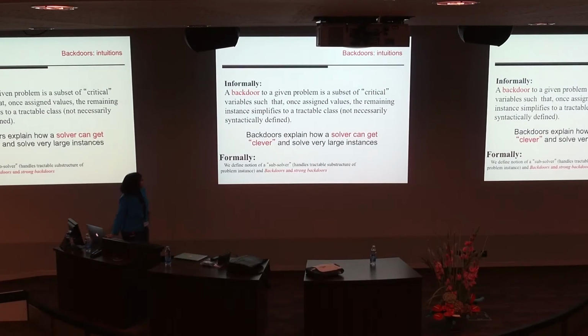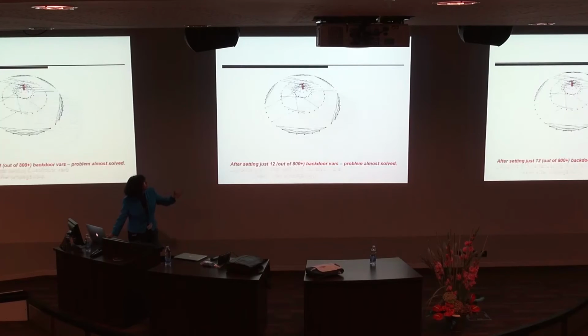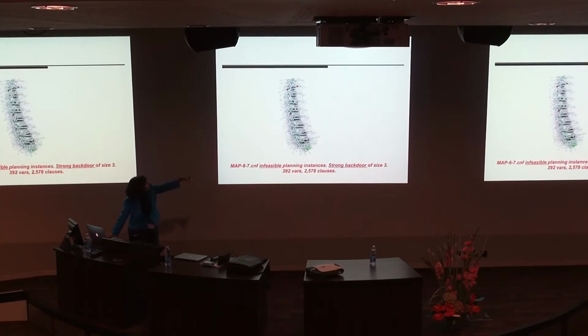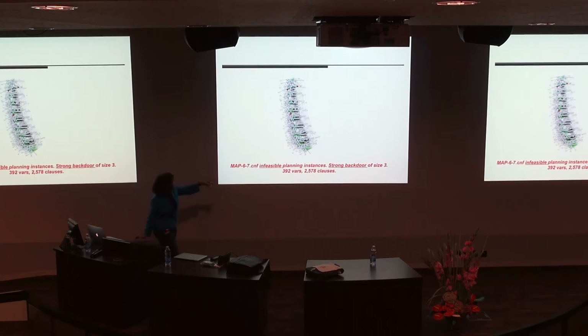And we formally defined the notion of backdoors, and as I said, this work also led to other work, and in fact, Stefan has done a lot of incredible work in terms of backdoors. And here is a visualization of a constraint graph with several variables, and once you instantiate a few backdoors, the complexity goes away, and after 12 variables, you have a very simple problem. Here is an example where 3 variables are enough to show that this problem has no solution.